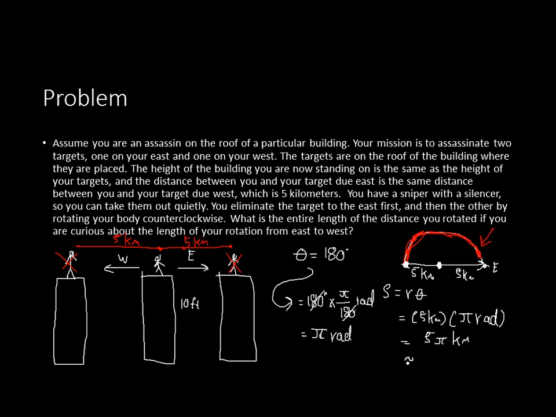But in approximate, 5 pi is approximately 15.71 kilometers. And that is your final answer.